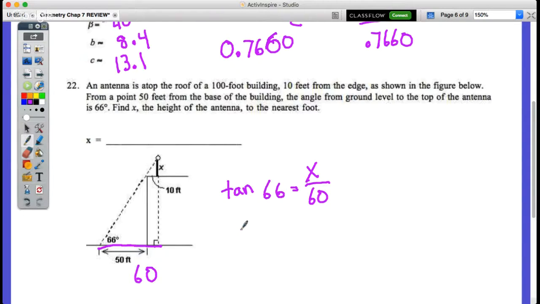134.76. That makes more sense. So this whole thing is 134.76. If I subtract 100 for the building, the antenna is 34.76. They want it to the nearest foot, that's 35. Correct? Finally, I agree.